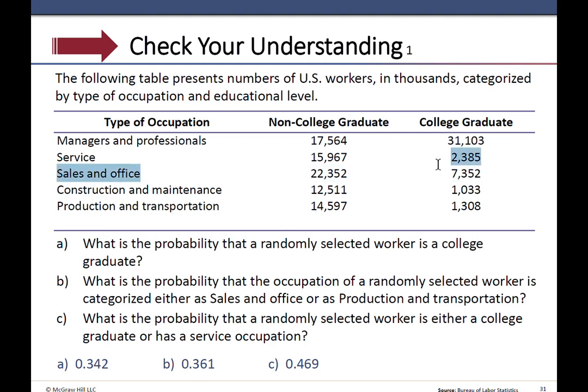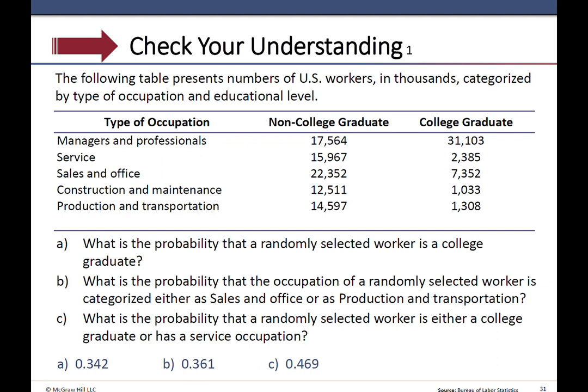The and is 0 because sales and office is these two, production and transportation is these two. They don't overlap at all. So you actually don't need to subtract anything there. You would just add the individual probabilities, and hopefully you get 0.361.